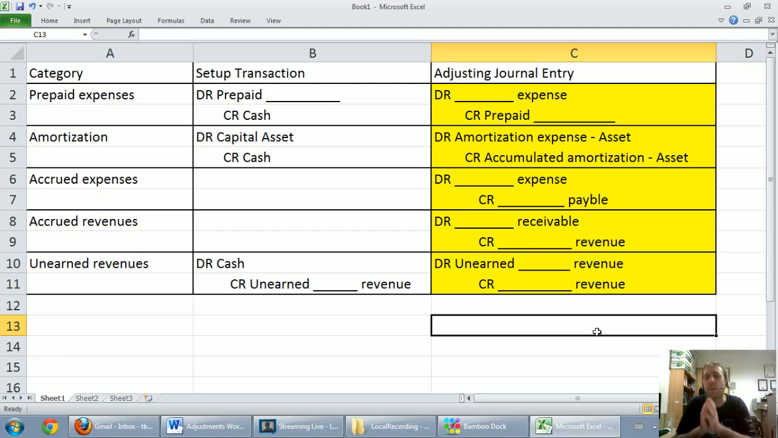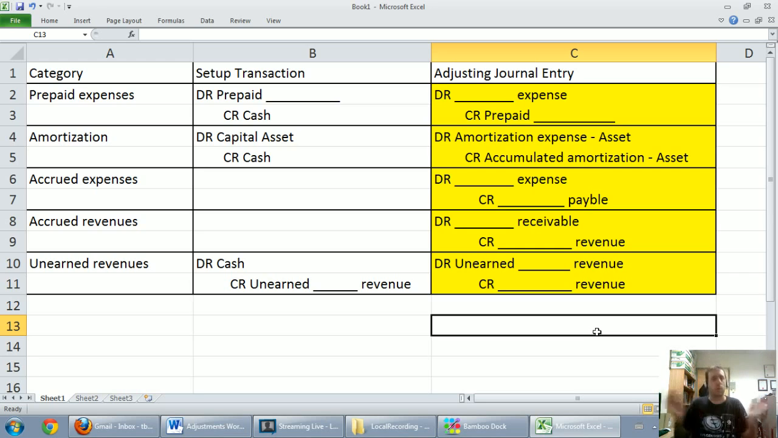And the thing I want you to pay particular note to is every single one of them has an income statement account and a balance sheet account. So it has one income statement account, one balance sheet account. Usually it's an expense and an asset in the first one, an expense and a contra asset in the second one, expense and a liability, receivable and revenue. These are all, one's a balance sheet account, one's an income statement account.